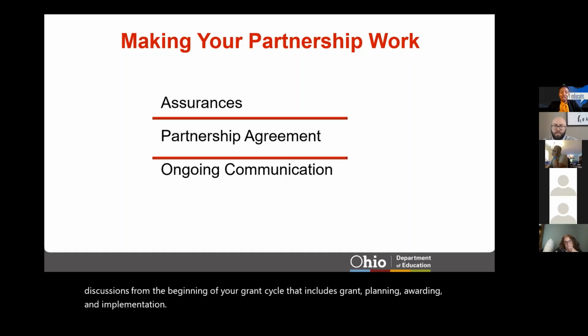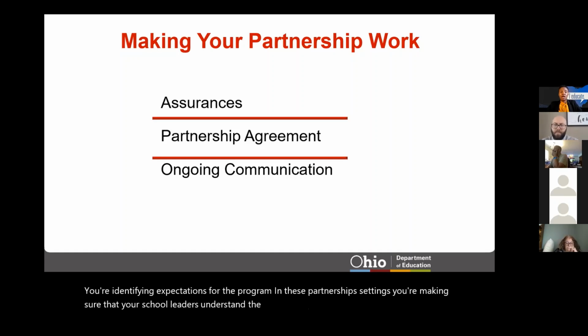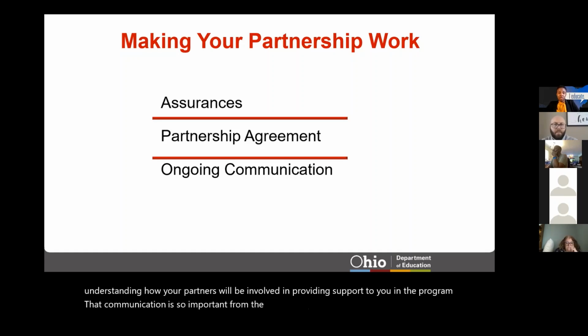You're identifying expectations for the program in these partnership settings. You're making sure that your school leaders understand the purpose of the grant, which requires that all parties look at what's approved via your new application or your continuation plan, and understanding how your partners will be involved in providing support to you in the program. That communication is so important from the beginning through the duration of your grant cycle to make sure that everybody is on the same page with regards to these funds.